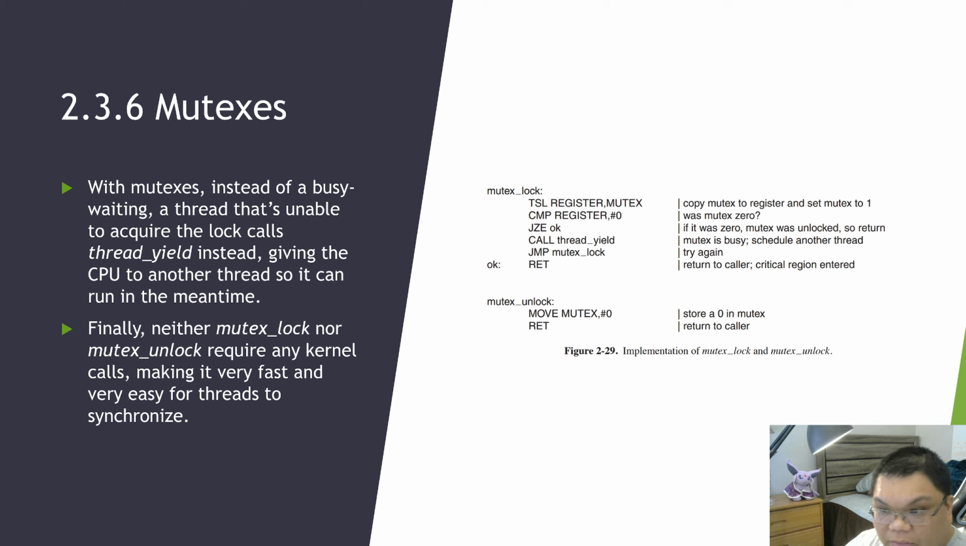The final part here has to do with how this improves performance on the level of an operating system. Neither mutex lock nor mutex unlock require any kernel calls. This makes it very fast and very easy for threads to synchronize, since we don't have to get the kernel involved. If we don't need to get the kernel involved, then we increase system performance. That's more important in the context of operating systems, however.